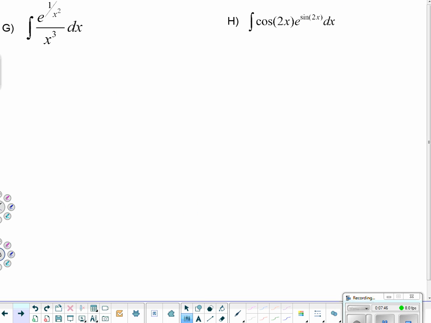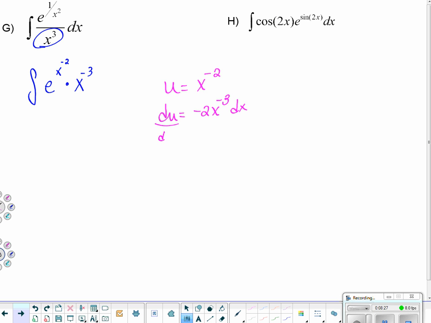This one looks uglier than the last. They just keep getting better. This would be an e to the 1 over x squared. That would be an e to the x to the negative 2, wouldn't it? Times x to the negative 3, just bringing this up from the bottom. Now, if I let u equal the exponent part of e, it would look like this. And taking its derivative would give me negative 2x to the negative 3 dx there, because this was a du dx.